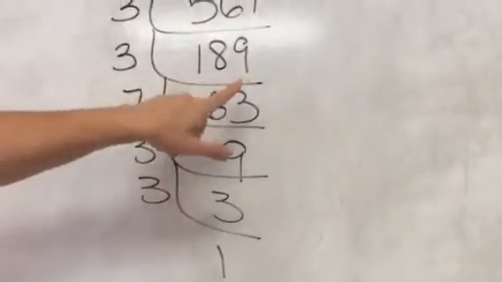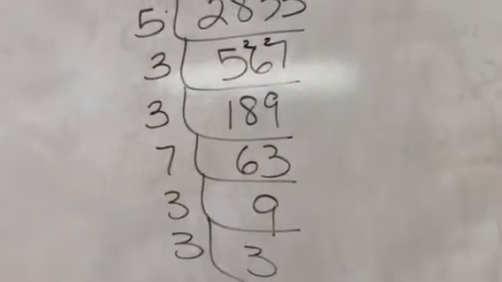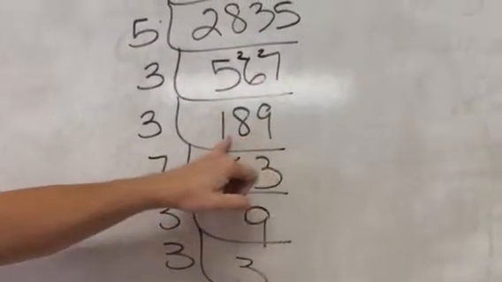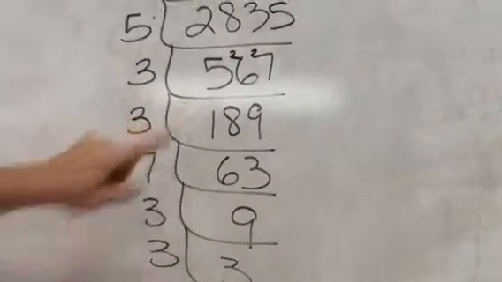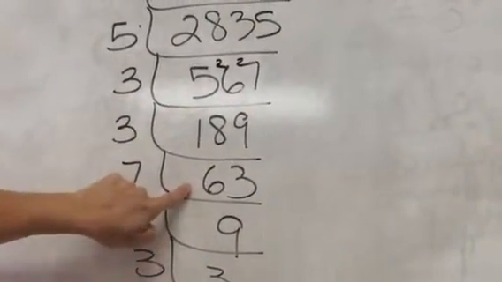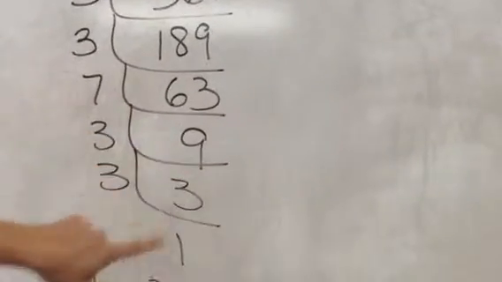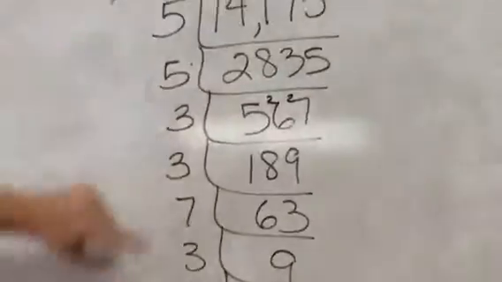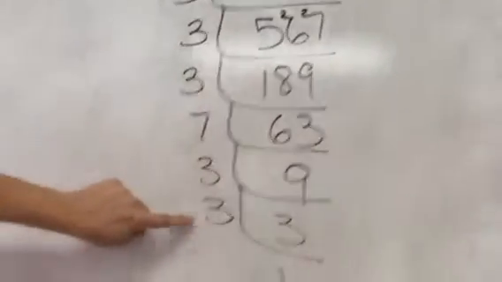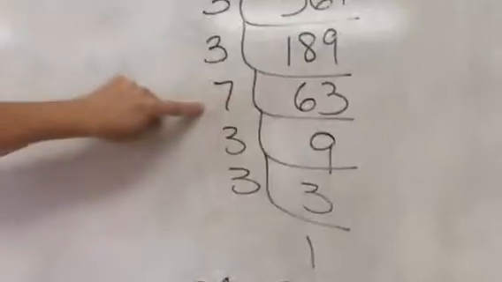So 189. Again, to figure out, okay, what goes into 189? Well, let me see if 3 goes into 189. 9 and 8 is 17 and 1 is 18. That's divisible by 3. Yes, that's going to work. 3 goes into 189 63 times. Then I know 7 goes into 63 9 times. 3 into 9, 3. 3 into 3, 1. Always end up with your 1. Count up what you have. 1, 2, 3, 4. 3 to the 4th. 5 times 5 squared times 7.